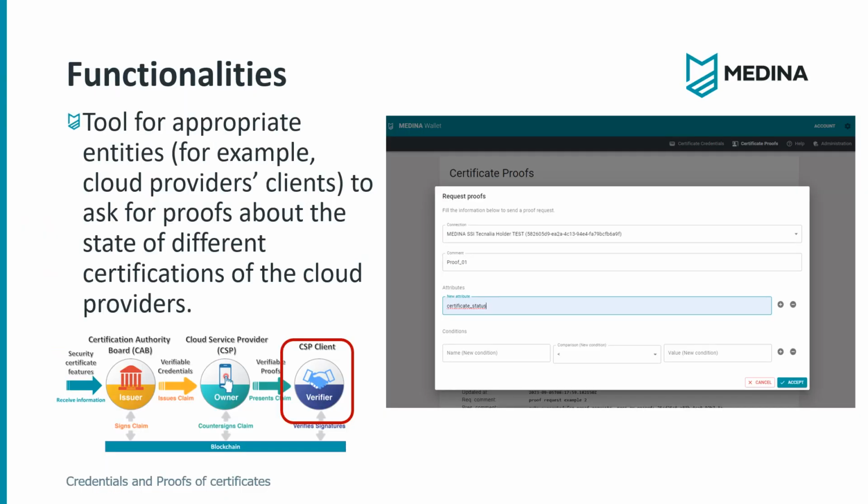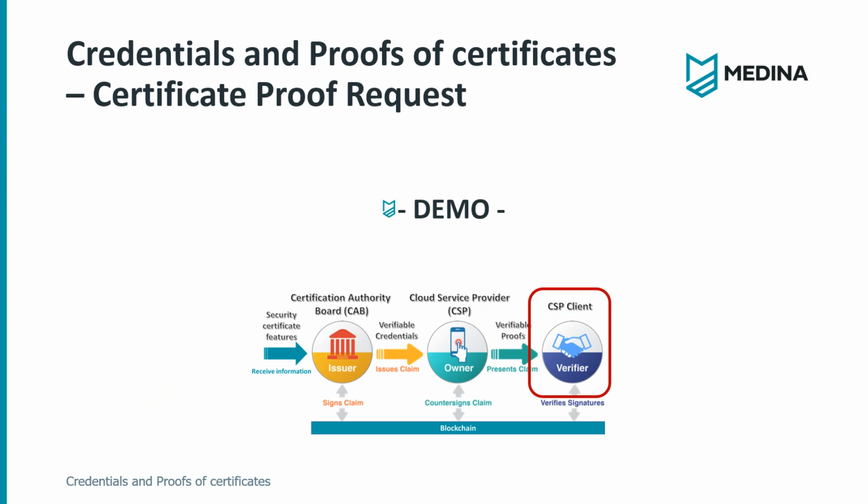The next step in the flow is for a cloud service provider customer to ask for a proof of a specific security certificate status. For this purpose, a proof request is defined by the verifier and sent to the cloud service provider. Let's see a demo of this process.